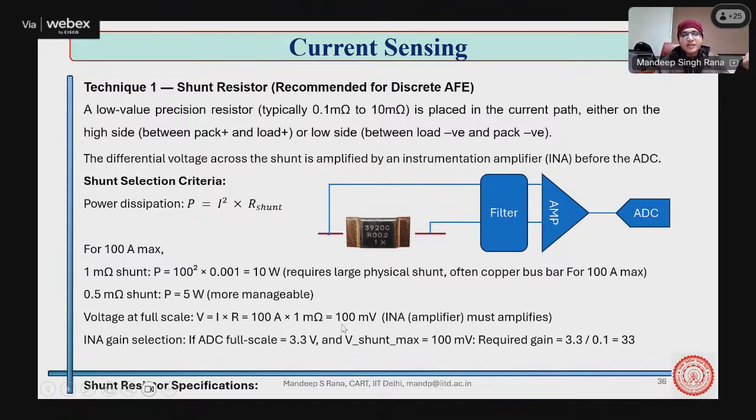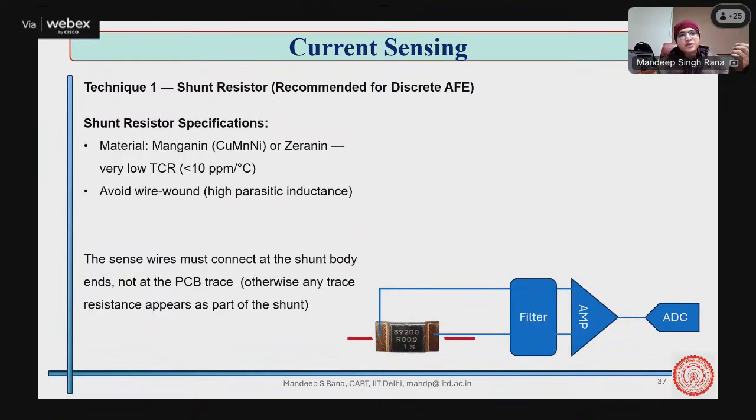If you use a 1 milliohm resistor, it will be 100 millivolts, which we are talking about. That is a small voltage, and we need to read it to tell the current. If half the current is flowing, 50 amps, the voltage will be 50 millivolts, and we want to sense it. Again, with a shunt resistor you need a resistor which does not have a lot of temperature dependency. That's why we use something like Manganin or Zeranin, a very low TCR resistor. We avoid a wire-wound resistor because it has parasitic inductance.